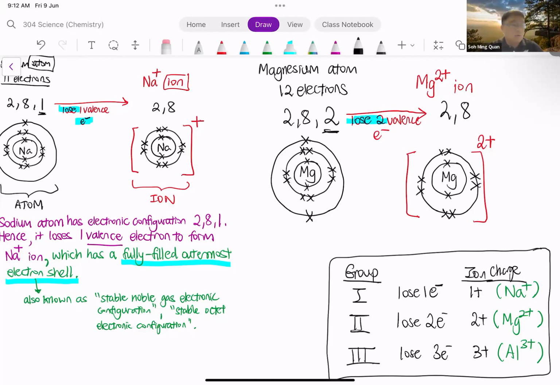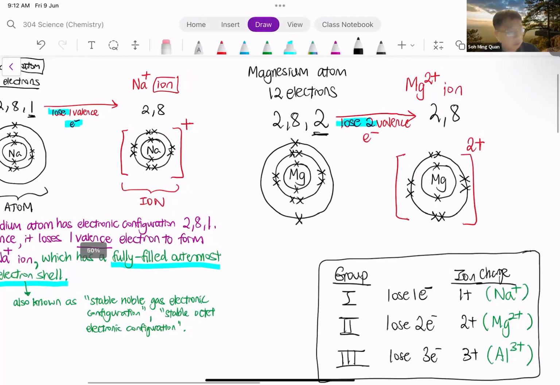Now we're going to move on to non-metals. Non-metals are found on the right-hand side of the periodic table. So today we are just going to see one simple one. We're just going to talk about oxygen. Oxygen is easier.